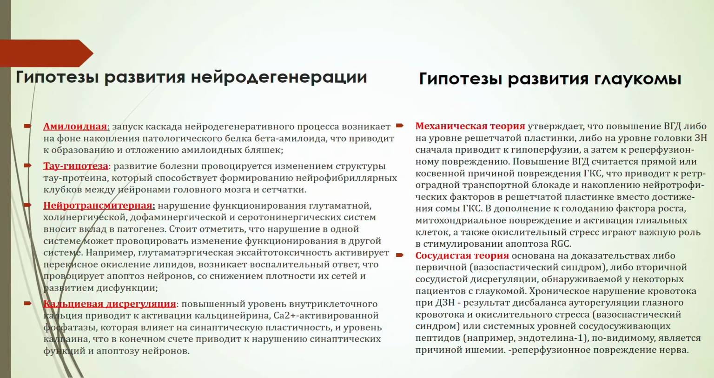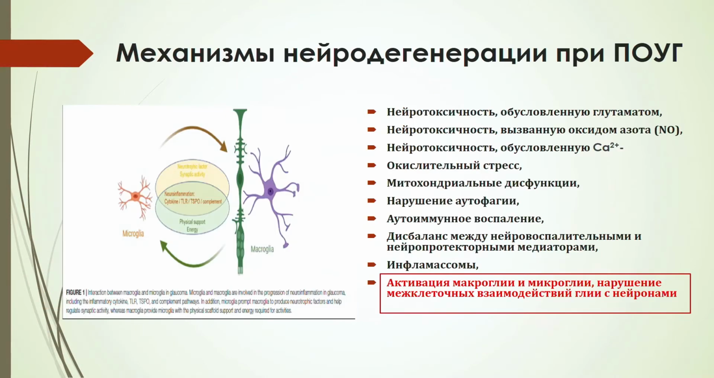If we compare hypotheses of neurodegeneration development of CNS, we see that four main hypotheses are dominating here. This is the amyloid and tau hypothesis, where neurodegeneration is started by deposits of proteins of neurodegeneration. Then neurotransmitters, where the trigger mechanism is the neurotransmitter disorder at the level of glutamate, choline, dopamine, and serotonin, with further neurodegeneration and adding of other mechanisms. And the last one is calcium dysregulation that can specifically cause the launch of neurodegenerative processes. Among the hypotheses of glaucoma, there are two dominating, which are the mechanical theory and the vascular theory, that we all know very well and understand.